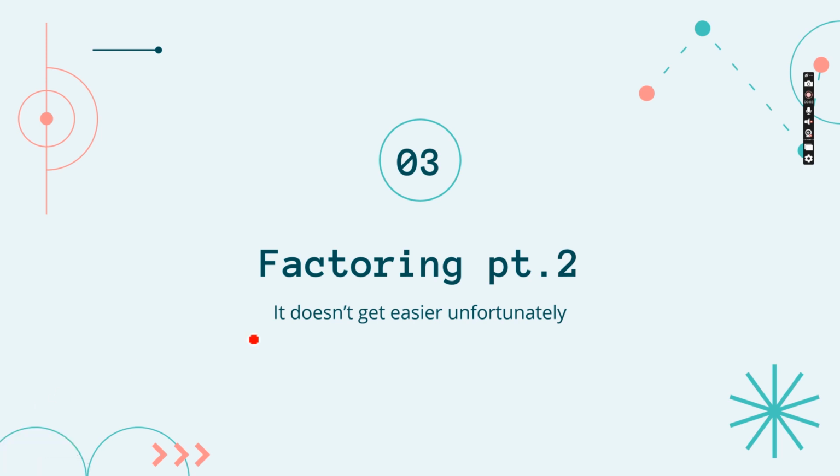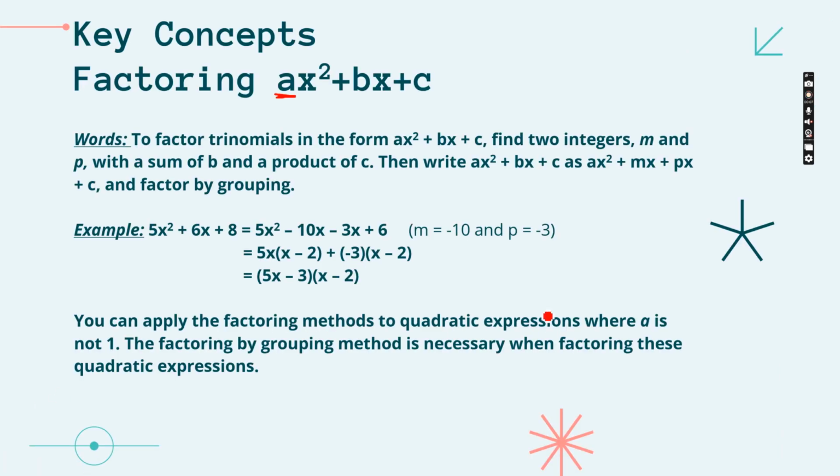Okay, welcome everyone. Factoring part 2 doesn't get easier. In general, we're going to be factoring ax squared plus bx plus c, but let's not follow this nice example here because it's not correct, and I'll show you a better example.